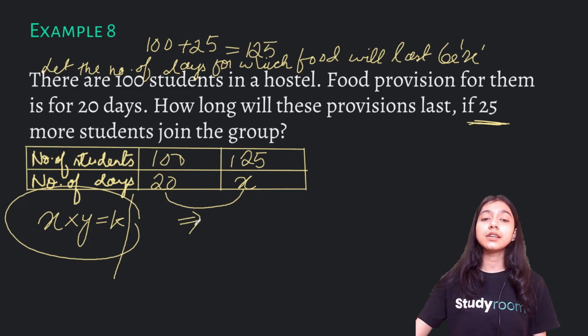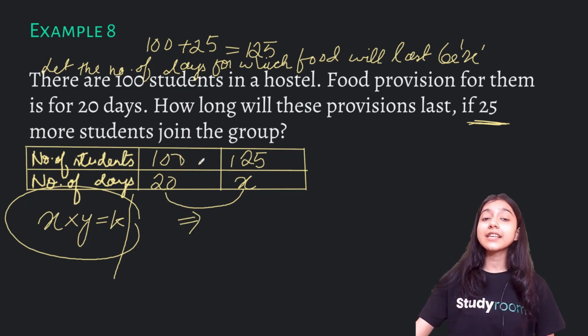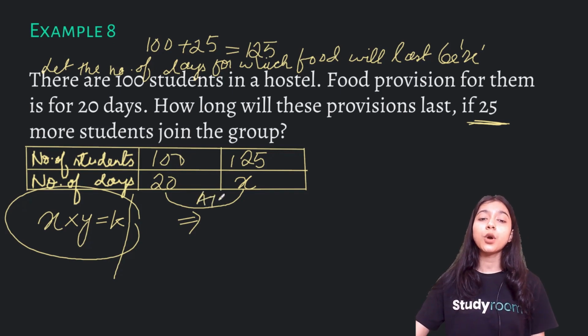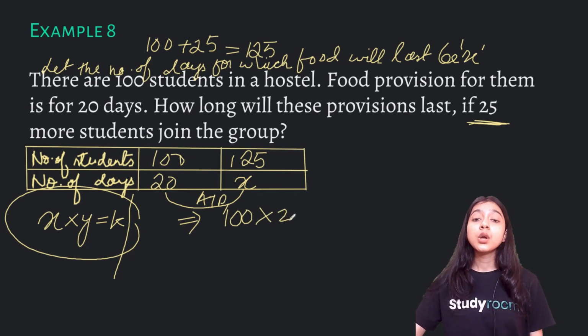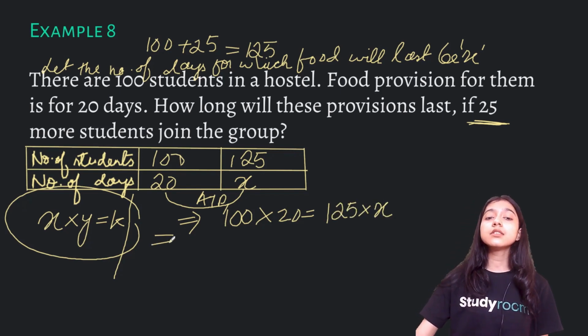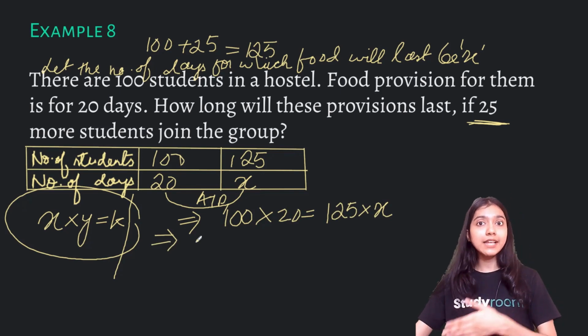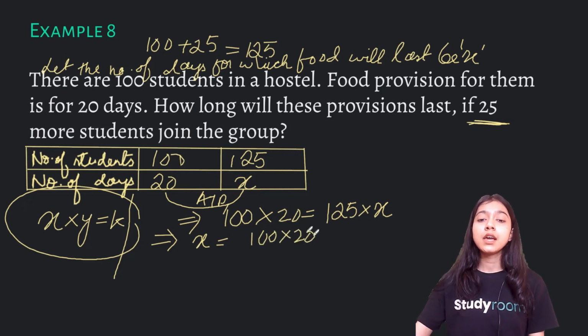So what we'll have over here is x1 y1 equals x2 y2. According to the problem, we have x1, the first variable, that is 100, multiplied with y1, that is 20, equal to x2 y2, that means 125 multiplied with x. From here we can easily solve for x. We will take x on the left hand side and all the other quantities on the right hand side. So we are left with 100 multiplied with 20 divided by 125.